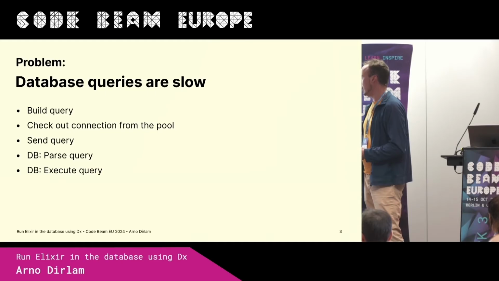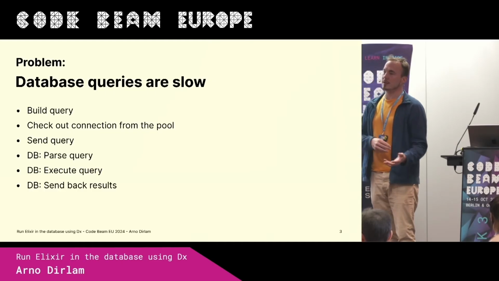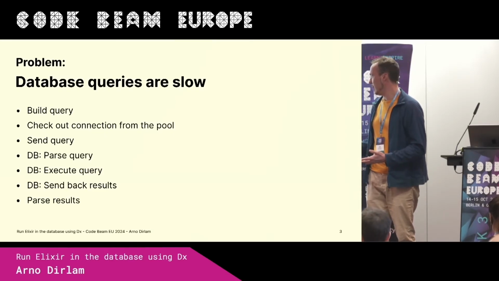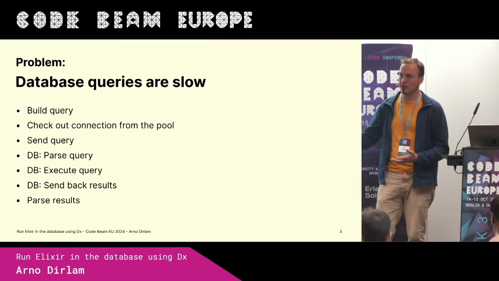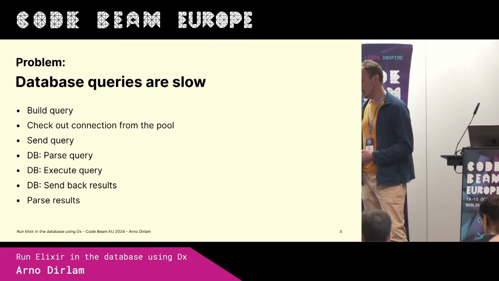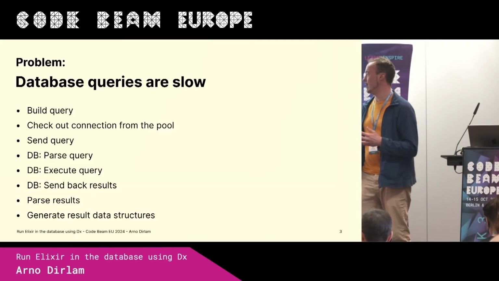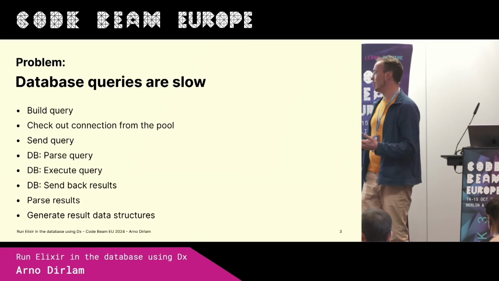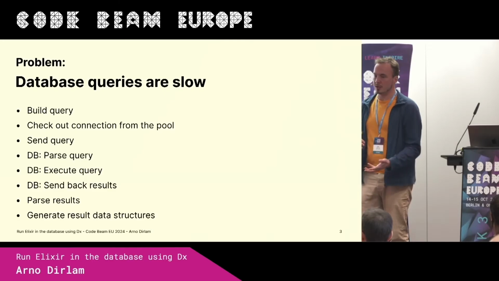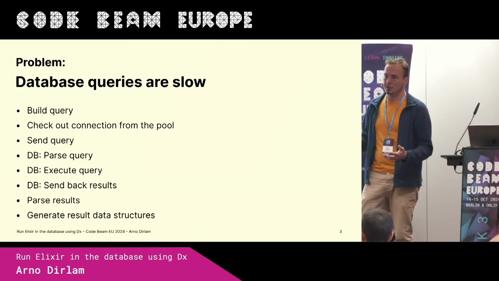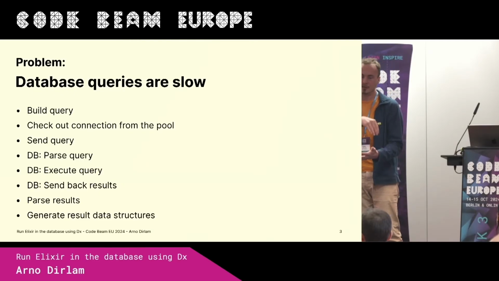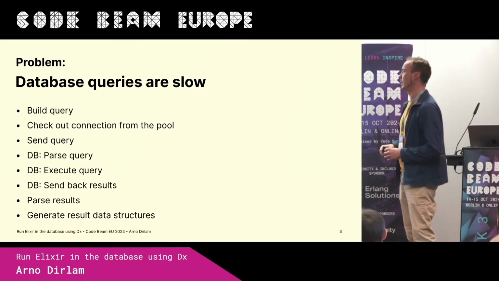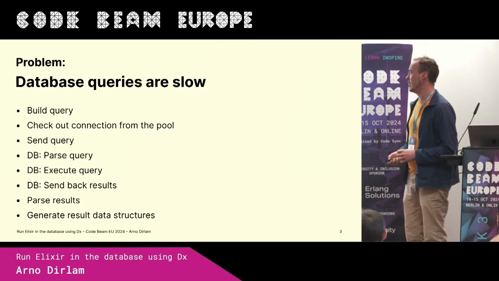the data. Then it needs to send back the results to your app, and the app needs to parse the results from the wire format of the database, and then also Ecto needs to generate result data structures. So for example, if you use Ecto schemas, then it needs to put all the results into structs. Maybe if you use Ecto preload, for example, it needs to nest them within other structs and so on. And that's all with immutable data structures, so a tiny bit slower than with other programming languages.